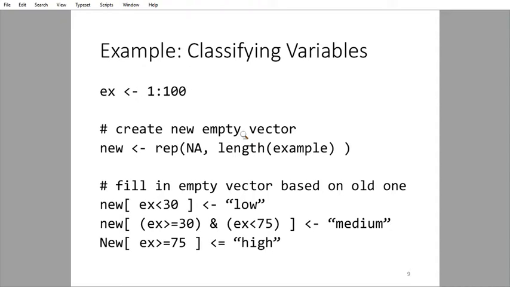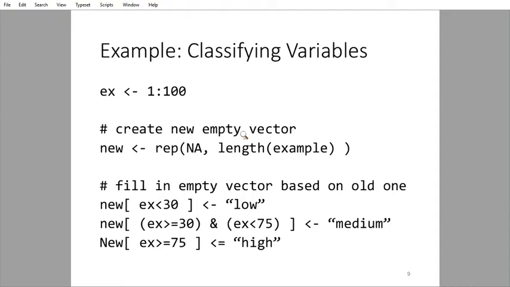Well, the manual way to do this is a 2-step process. First, create an empty vector that's the right length. Here I'm using rep to fill in missing a number of times equal to the length of the old variable. Remember, the length has to match. This is a way to make basically a blank template that's the right length. So I'm looking at the length of the example.